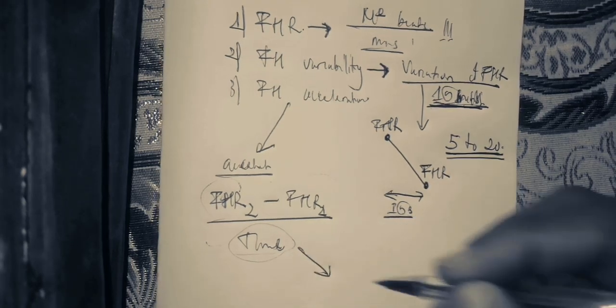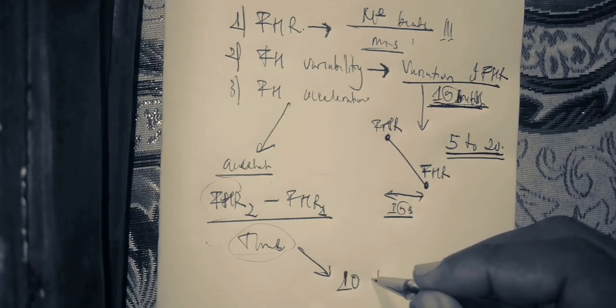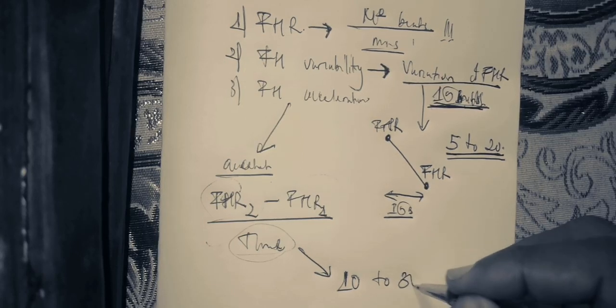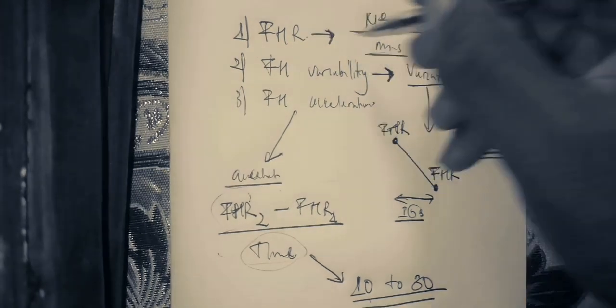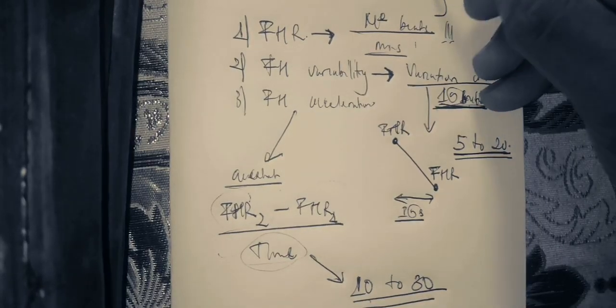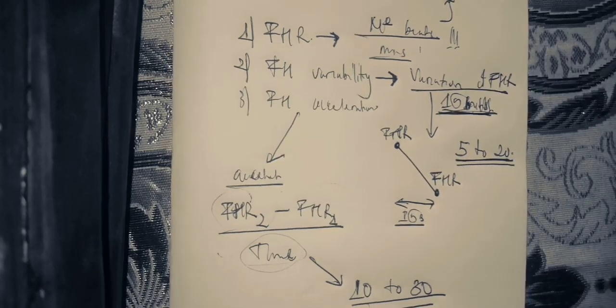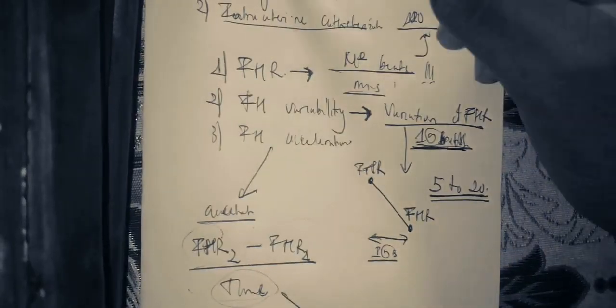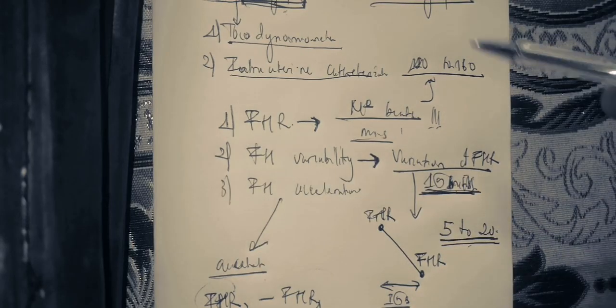And normally the fetal acceleration has to be more than 10. It has to be between 10 to 30. Is it clear? The normal fetal acceleration has to be between 10 to 30. But now you need to know that the normal fetal heart rate has to be between 110 to 160.